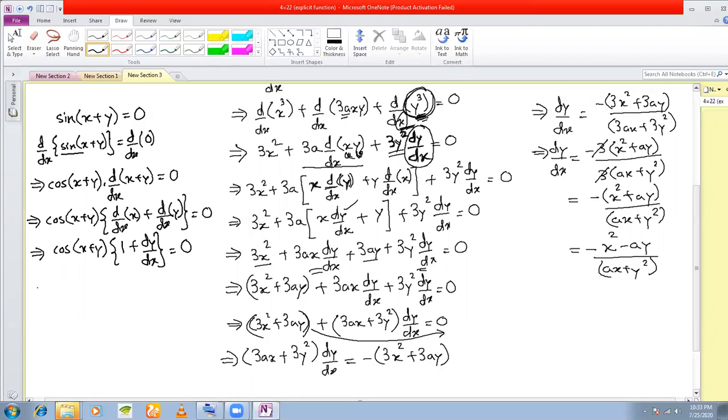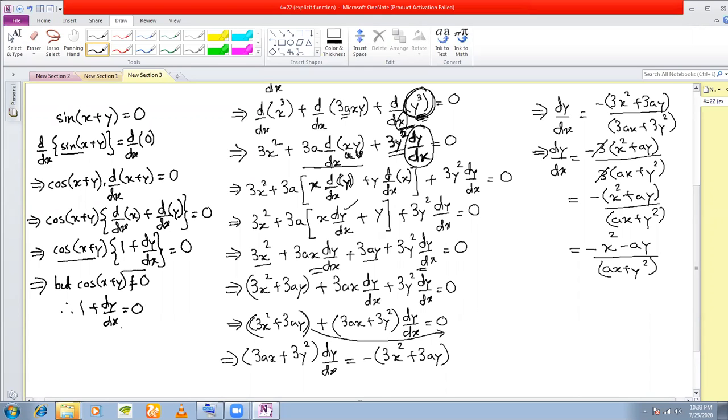That means what happens? Either cos(x plus y) is equal to 0 or 1 plus dy/dx is equal to 0. But cos(x plus y) is not equal to 0. Therefore, 1 plus dy/dx is equal to 0.